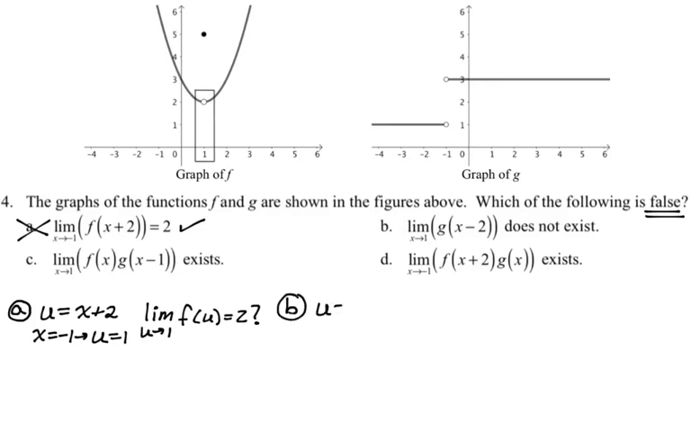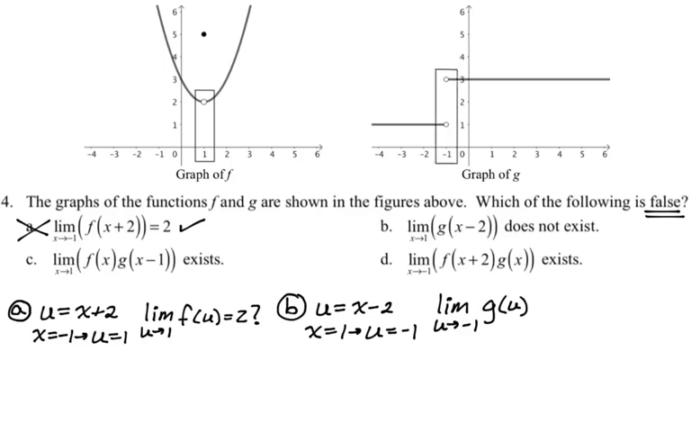All right, let's do B. Same idea. U is x minus 2. As x approaches 1, u is going to approach negative 1. So it's the limit as u approaches negative 1 of g of u. And the question is, does this not exist? So we put a box around it so we can focus in on it. From the left, the limit is 1. From the right, the limit is 3. Limit from the left doesn't equal limit from the right, so the limit does not exist. So this is true, which means it is not my answer because I'm looking for something false.